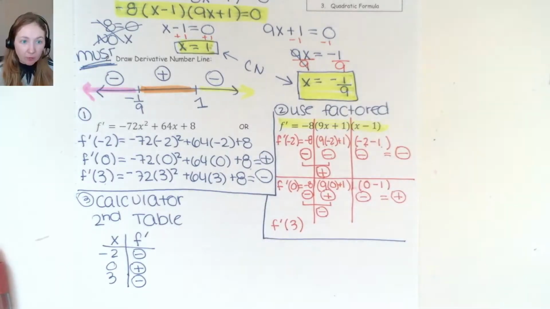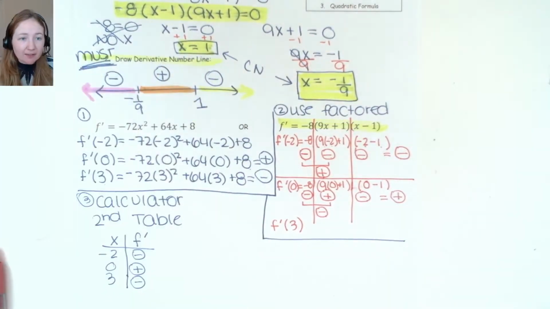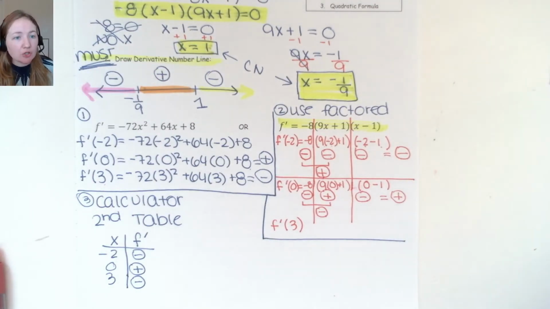But everyone, graphing calculator or no graphing calculator, on your test, you must have this derivative number line because that's the whole point. The whole point is that we're learning this method of using our derivative to find the max and min.